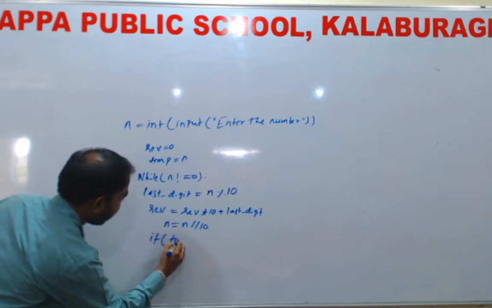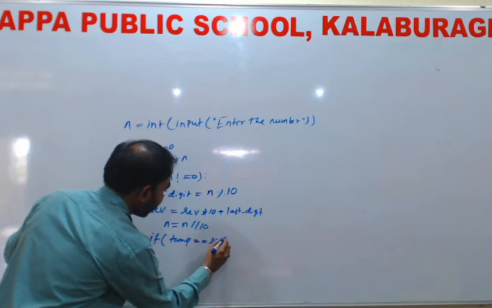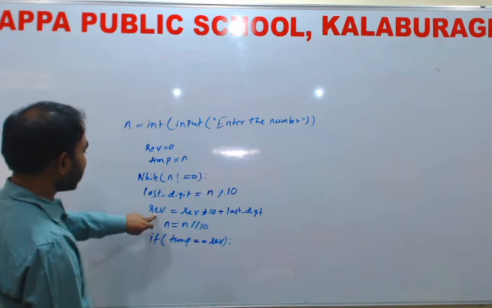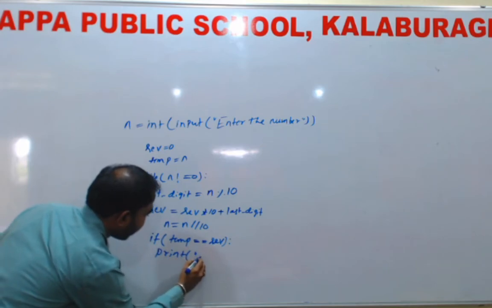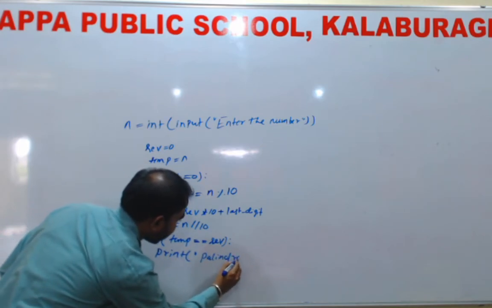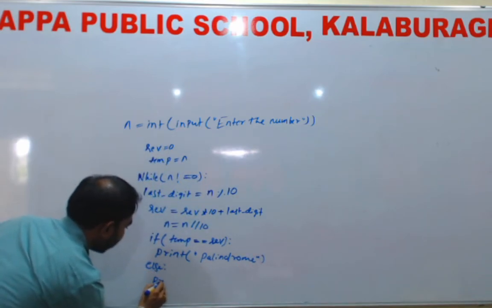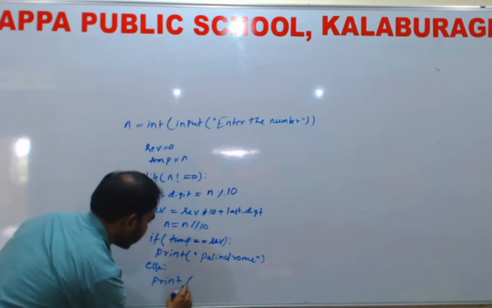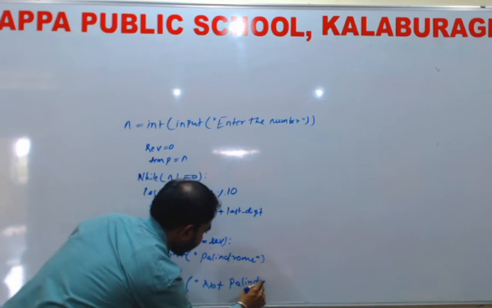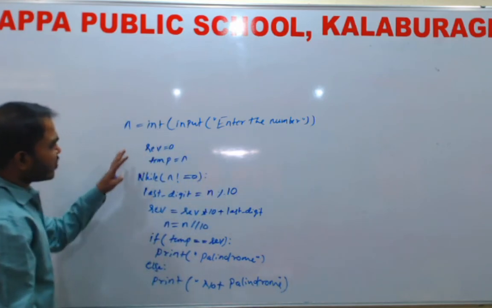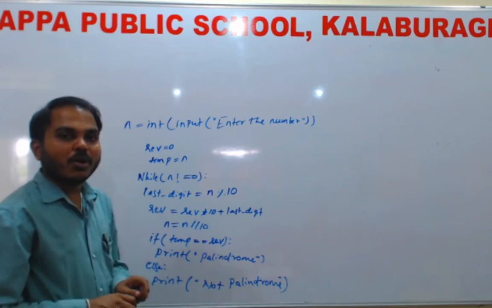If this completes, then if my temporary number, in which I have stored the n value, is equal to reverse of the number, which is this one, then what should I print? I should print, the given number is a palindrome, right? Else print, the number is not a palindrome, right? So this is the small code which we can use to find out whether the given number is a palindrome or not.